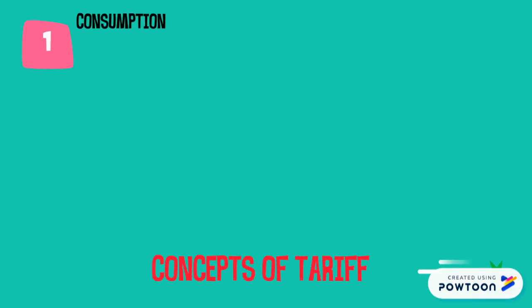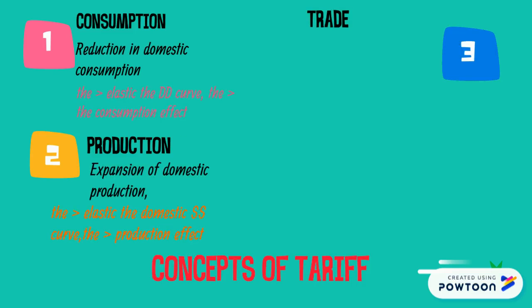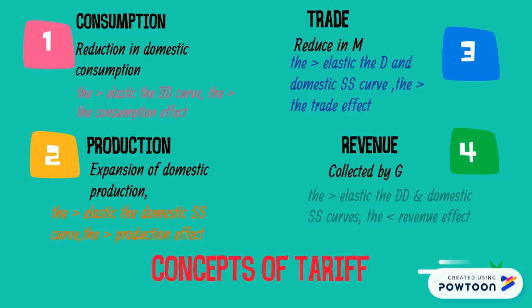Concepts of tariff. Consumption: when there is a reduction in domestic consumption, the more elastic the demand curve, the greater the consumption effect. Production: when there is expansion of domestic production, the more elastic the domestic supply curve, the greater the production effect. Next, trade effect: when there is a decline in imports, the more elastic the demand and domestic supply curve, the greater the trade effect. The last one is revenue, which is collected by the government. The more elastic the demand and domestic supply curve, the smaller the revenue effect.